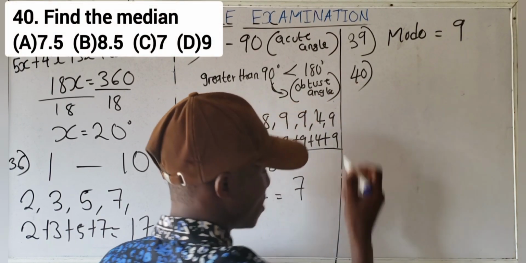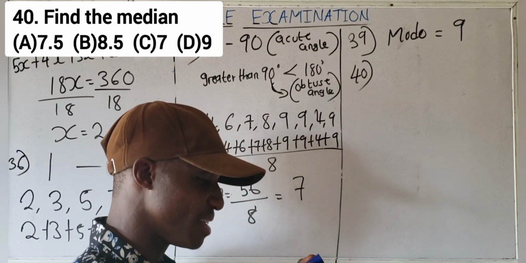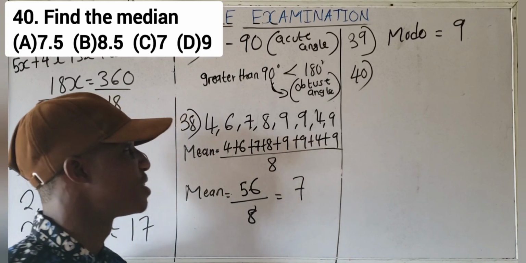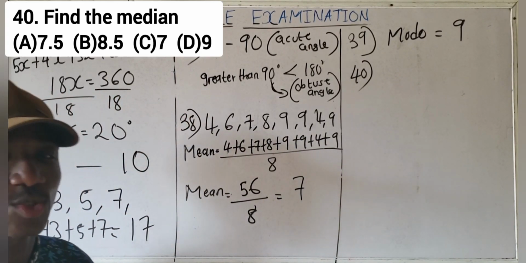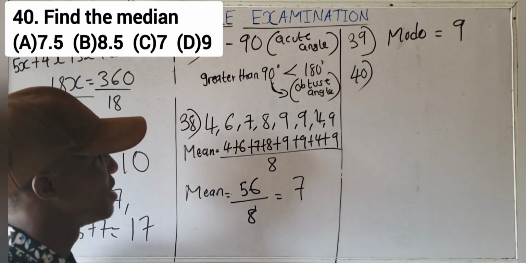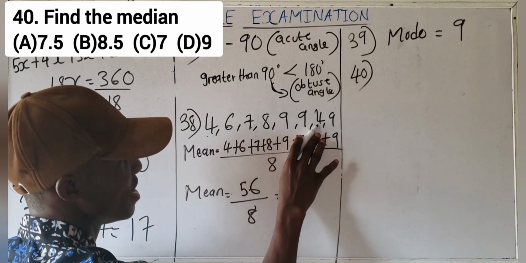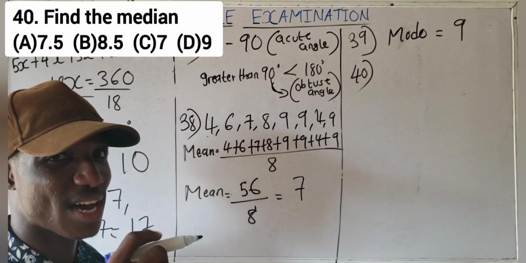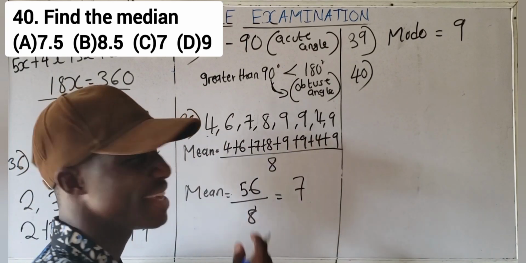Question 40. Now, for question 40, find the median. Please pay attention. The median is the middle number. The first step is that you have to arrange these numbers in ascending order. They are not in ascending order now, because we have 4 here, we have 4 here. We have to first arrange them in ascending order, that is, in order of increment.